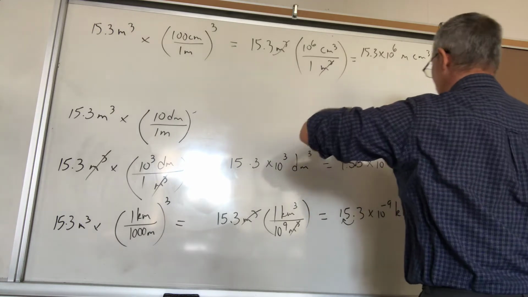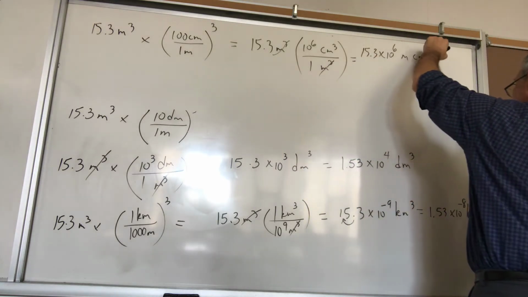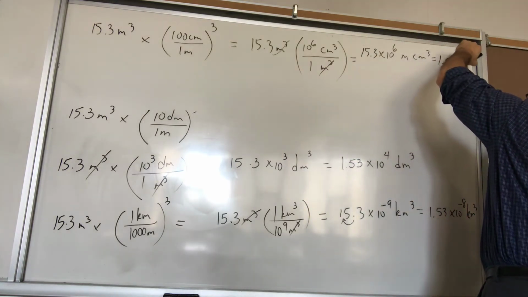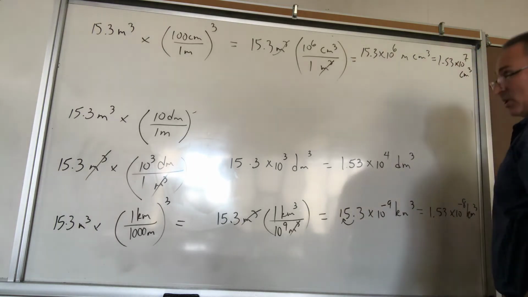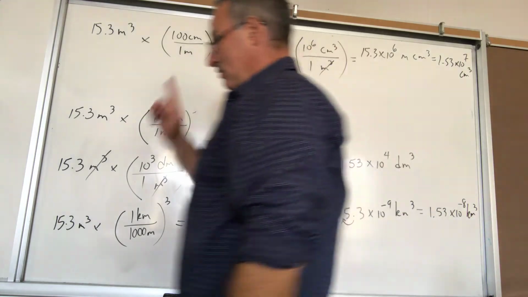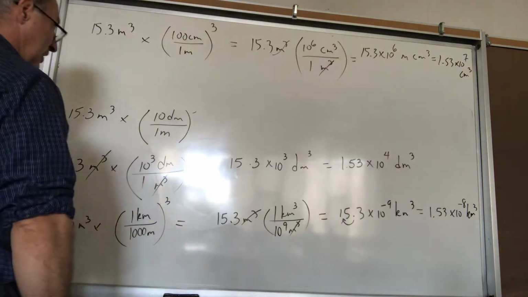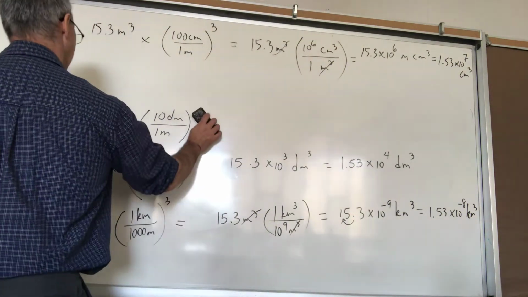Put this in scientific notation by moving the decimal over by 1. You have 1.53 times 10 to the power of 7 centimeters cubed for converting, if you want to convert it from 15.3 meters cubed. Last one now, we're going to convert into millimeters cubed.